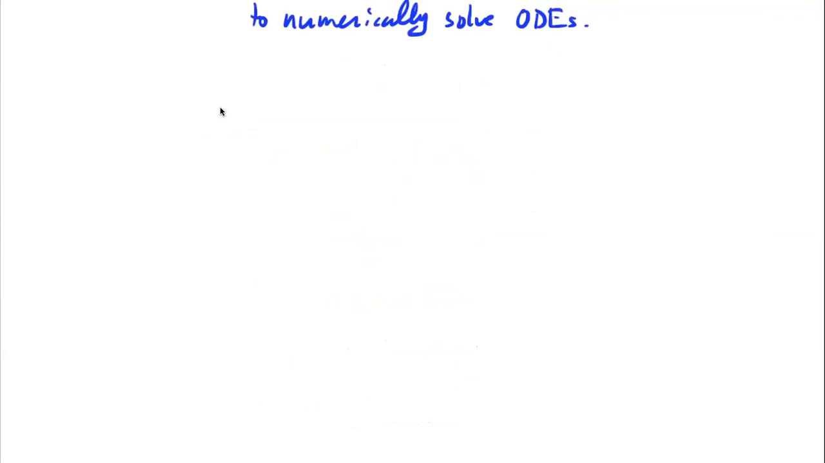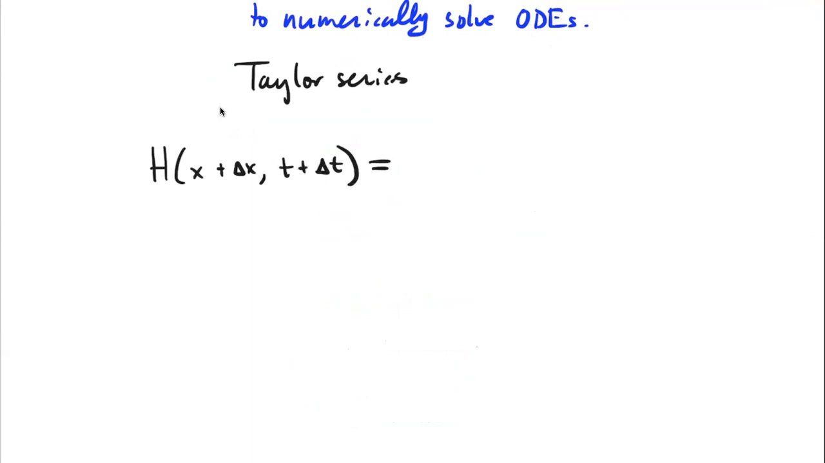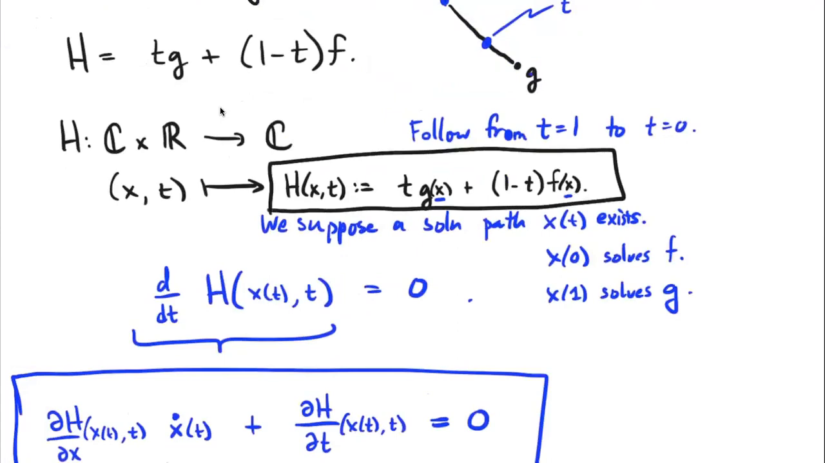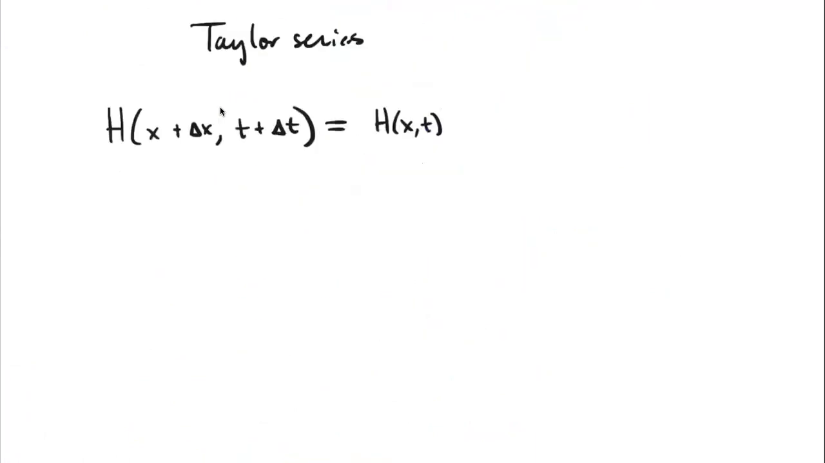So let's talk about Taylor series. H of x plus delta x, t plus delta t. From this Taylor series, we're going to see how to numerically solve the ODE. Well, it's H of x, t plus, and by the way, just remember what H is. It has built into it the motion from F to G and back, either way. I forget which way it's supposed to go, but it has the polynomial F and the polynomial G built into it, and it's interpolating between the two. So H is what we're talking about.